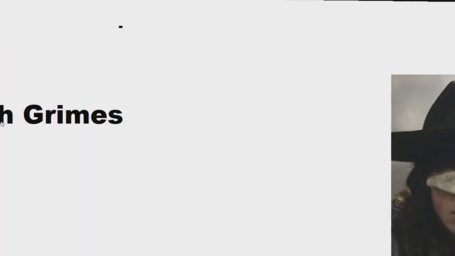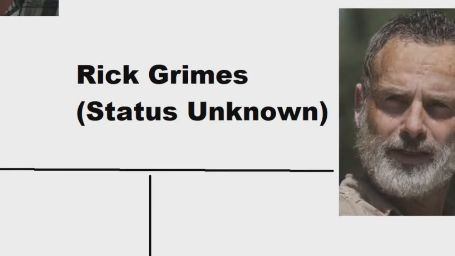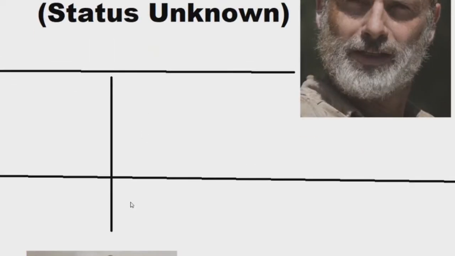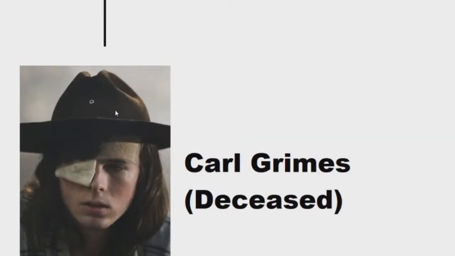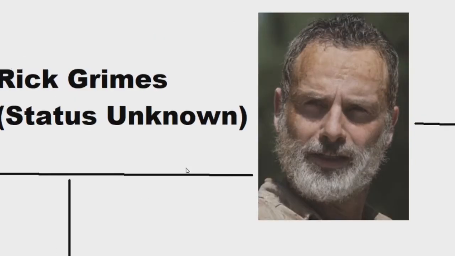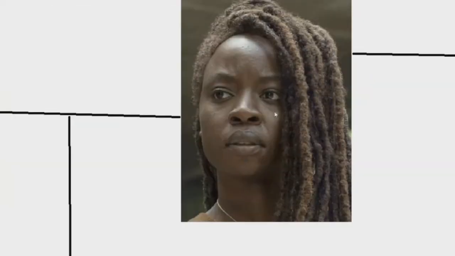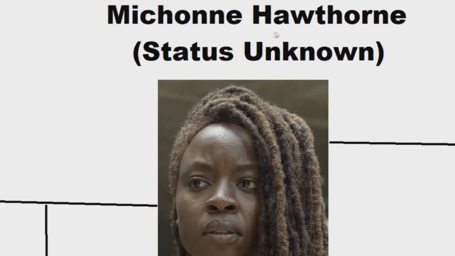So moving forward, we shall go back to Rick. So Rick, of course, had Carl, had Judith, and Carl actually died and outlived Rick. And a short time before that, Rick started a relationship with a woman named Michonne Hawthorne.